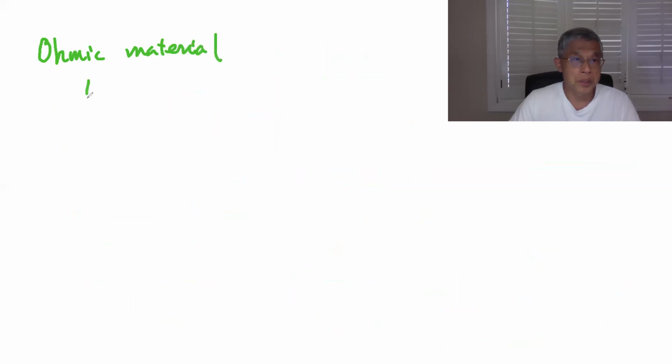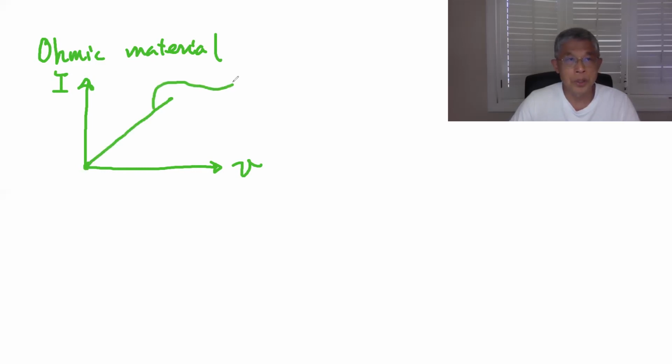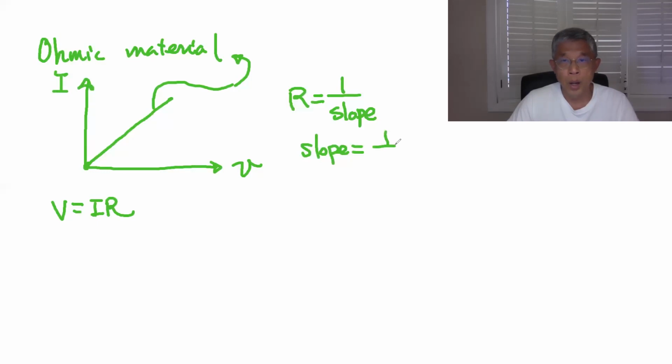So ohmic material means that if you have current right here and your voltage right there, and it's a straight line that crosses the origin. And so this type of material, it's called ohmic material. So you can see V is equal to IR. So the R here is the inverse of the slope. Right? Or slope is equal to 1 over R.